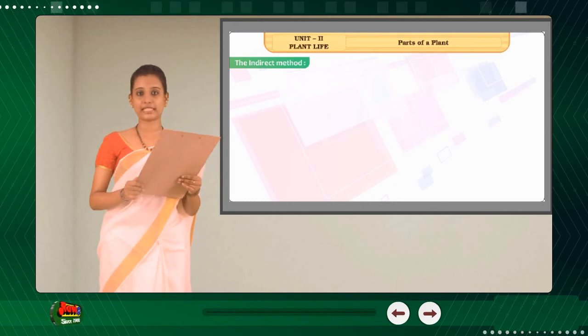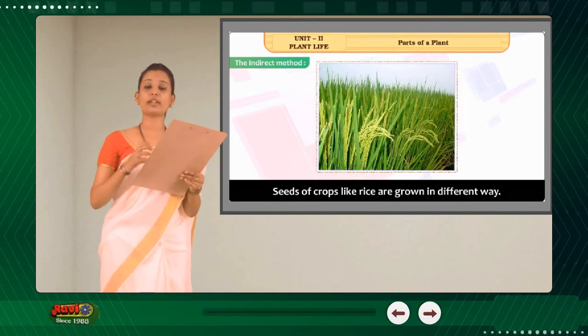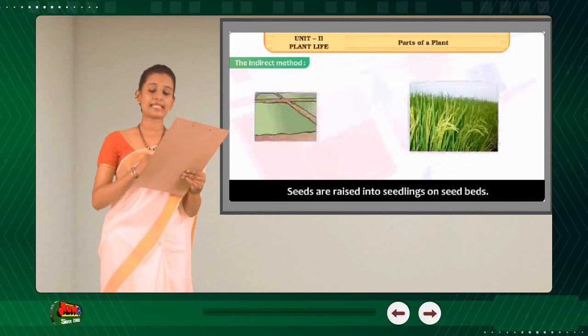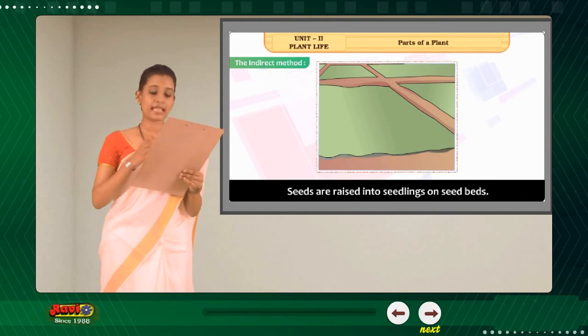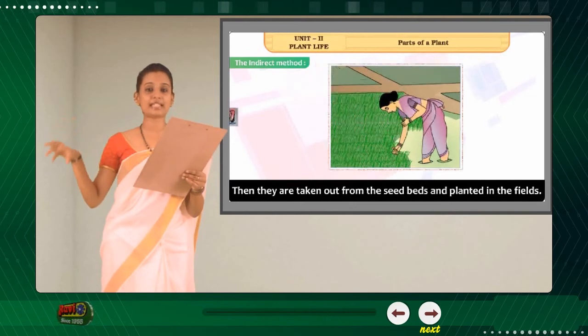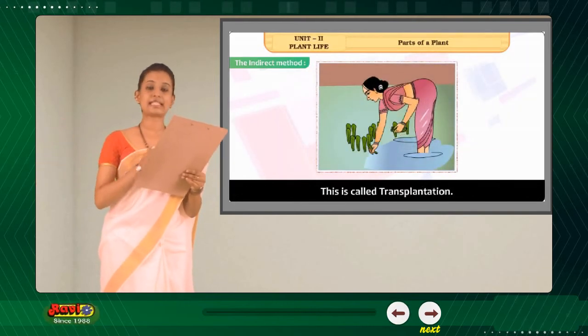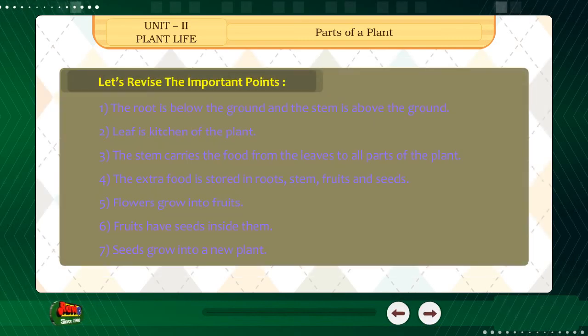The indirect method. Seeds of crops like rice are grown in a different way. Seeds are raised into seedlings on seed beds. Then they are taken out from the seed beds and planted in the fields. This is called transplantation. Let's revise the important points.